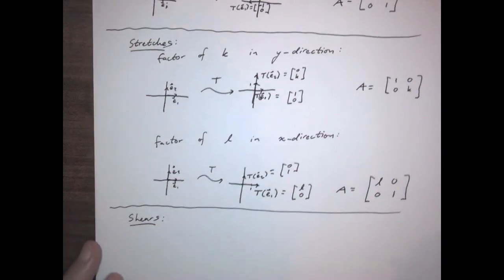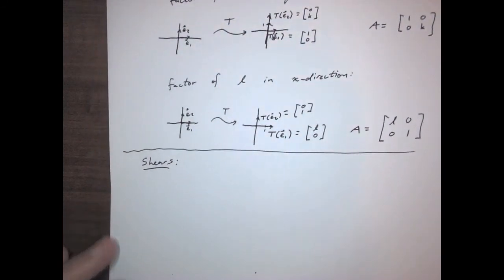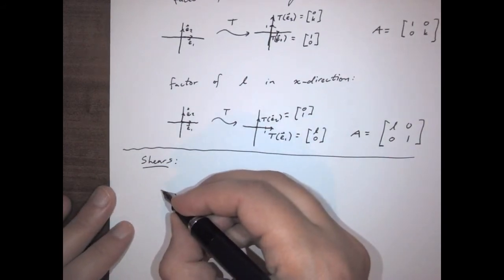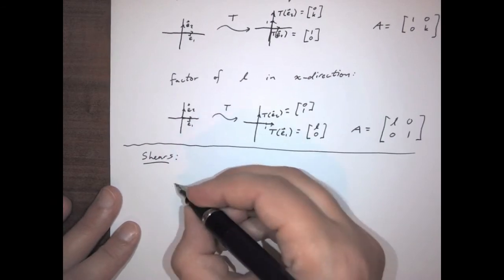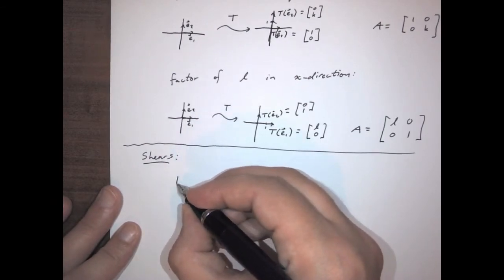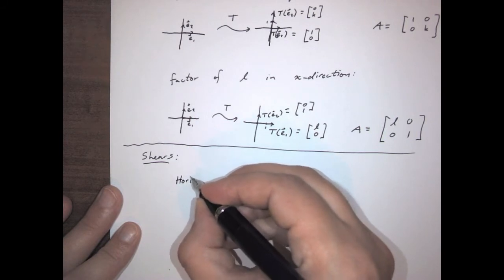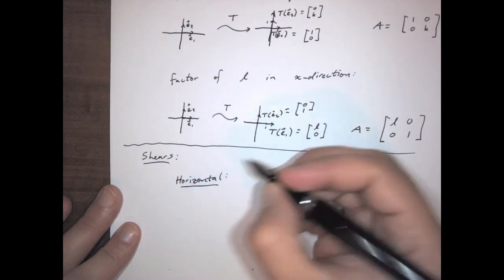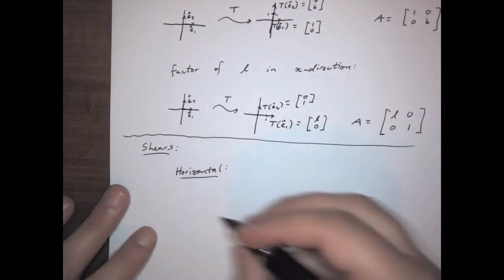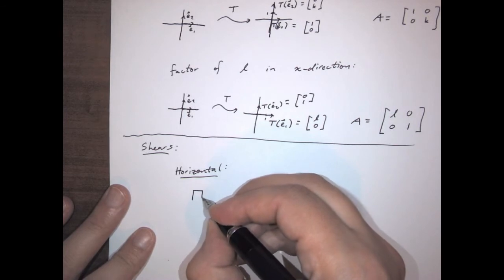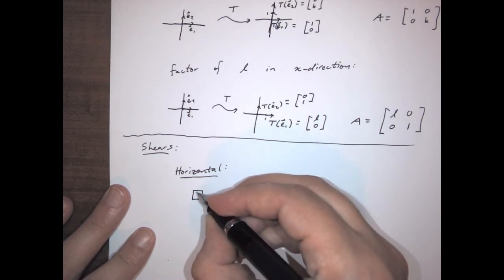Now shears. What a shear refers to is a transformation that goes like this. What a shear does is it takes, we have two kinds. We can have a horizontal or a vertical. And a horizontal shear would take a little unit square, little unit box here.